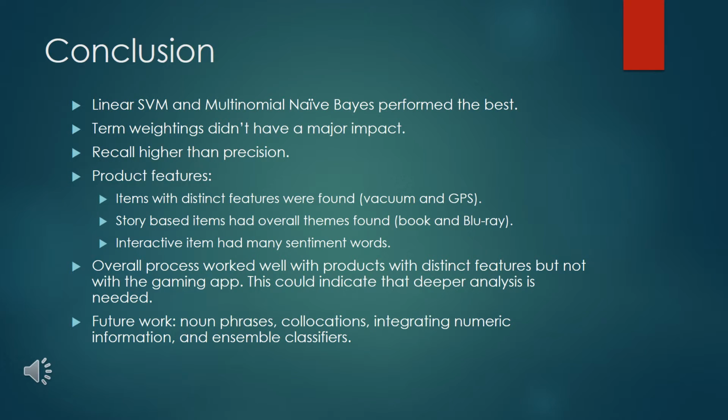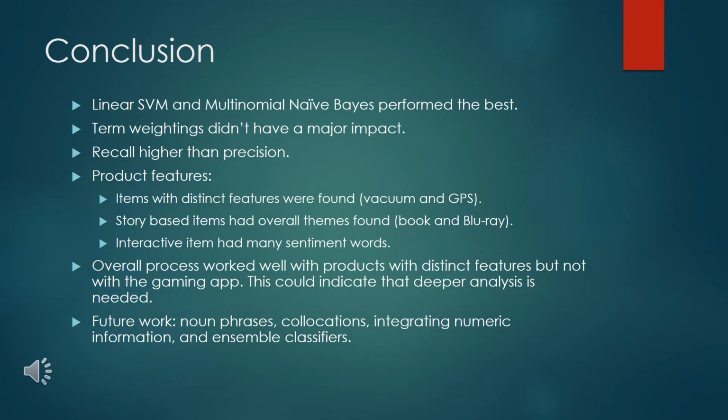In terms of the three goals that I had for this project, the first goal was building models that were highly predictive for looking at the review text and classifying it as positive or negative. Linear support vector machines and multinomial naive Bayes produced the best results. What was interesting is that term weighting didn't really have much of an impact. I was surprised by this. I thought that mutual information would actually help improve the models, but it really didn't. Also, recall was consistently higher than precision, which I thought was pretty interesting as well.